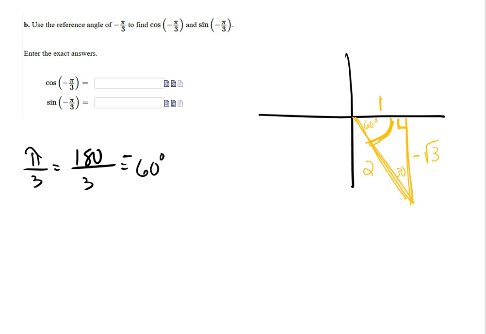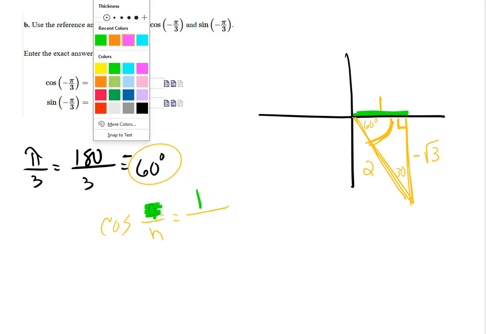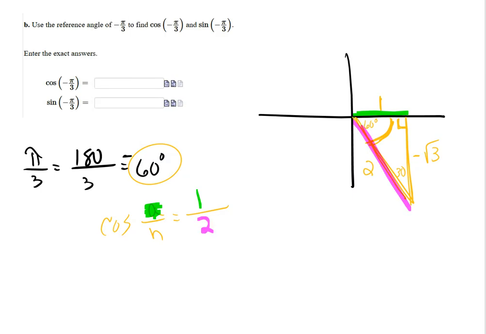So cosine is adjacent over hypotenuse, but we're dealing with the 60-degree angle. So the adjacent side here would be this, so that's the 1. And then your hypotenuse is this, so that's the 2. So cosine would be 1/2. And then the sine is opposite over hypotenuse. And opposite the 60 degrees is the negative square root of 3 over the hypotenuse, which is 2.